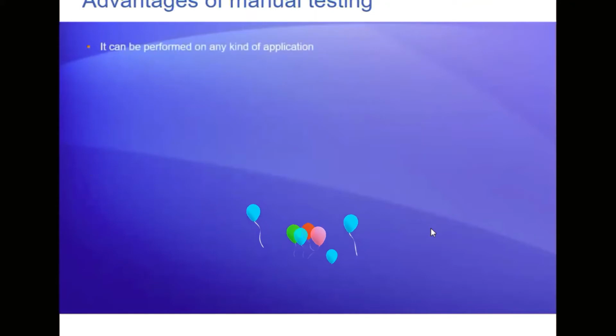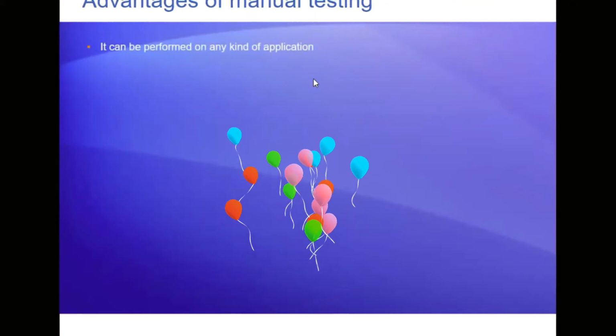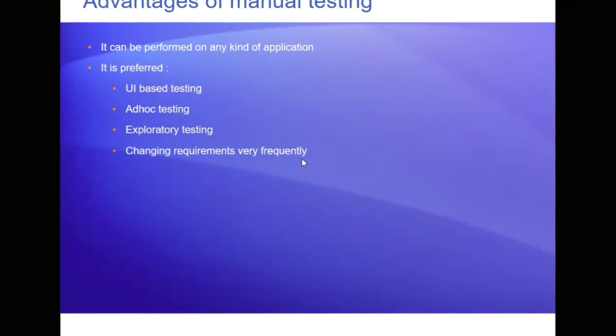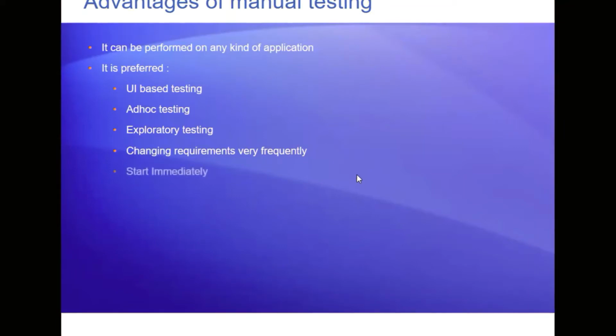And coming to the advantages of manual testing, it can be used for any kind of application. Whether it is a client server application, desktop application, or web-based application, whatever the application is, we can perform manual testing. It is preferred for UI-based testing, ad hoc testing, exploratory testing, and when requirements change very frequently. If the requirements are changing very frequently, then manual testing is an advantage, because otherwise I would be stuck in a loop of changing our scripts. That's the reason manual testing is preferable.